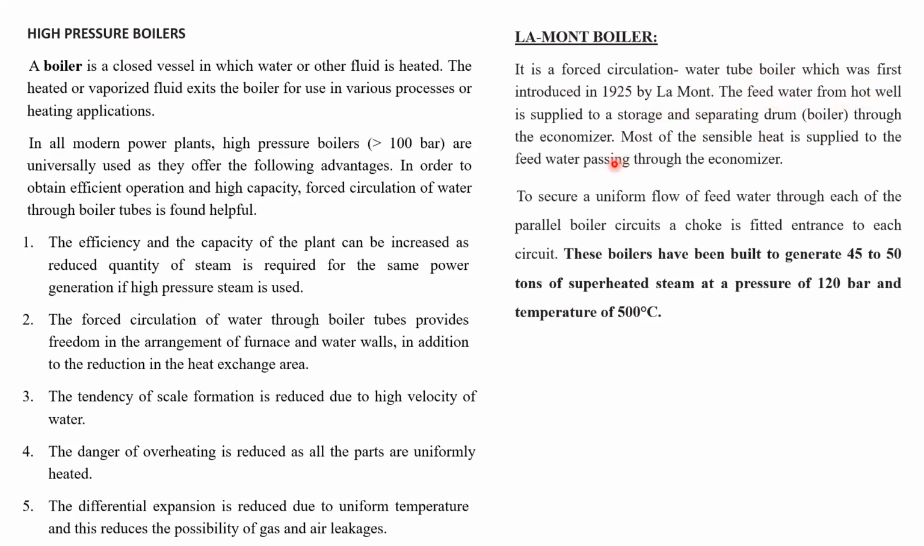The feed water from the hot well is supplied to a storage and separating drum of the boiler through the economizer. Most of the sensible heat is supplied to the feed water passing through the economizer. To secure uniform flow of feed water, in each of the parallel boiler circuits a choke is fitted at the entrance to each circuit. These boilers have been built to generate 45 to 50 tons of superheated steam at a pressure of 125 bar, just note it, and a temperature of 500 degrees centigrade.